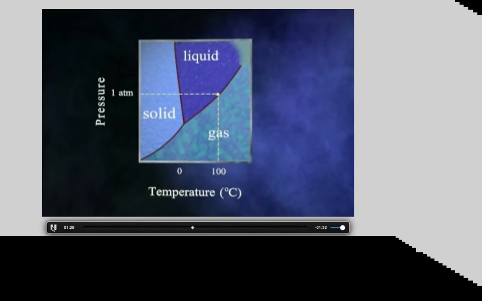Once the liquid is all vaporized, the temperature of the water vapor will increase as more heat is added.